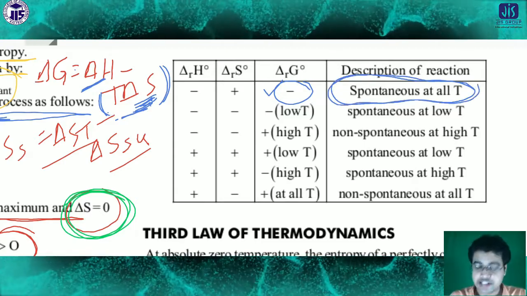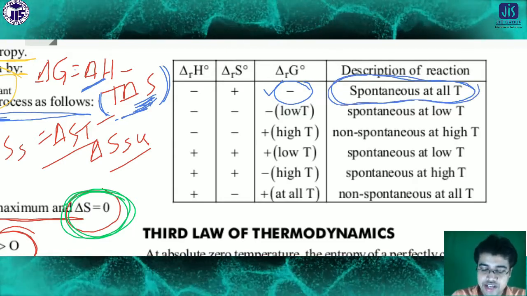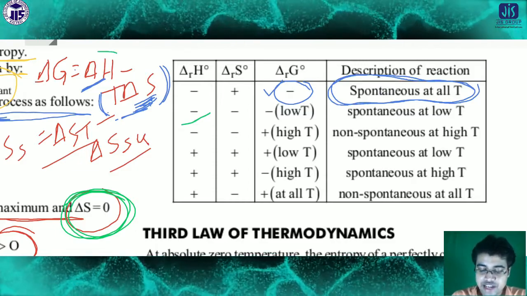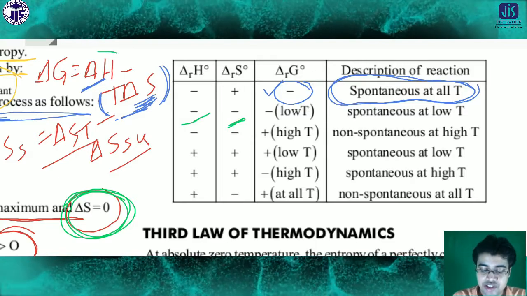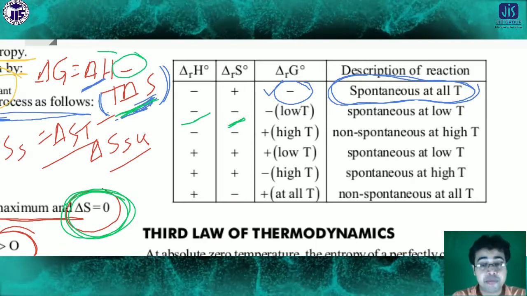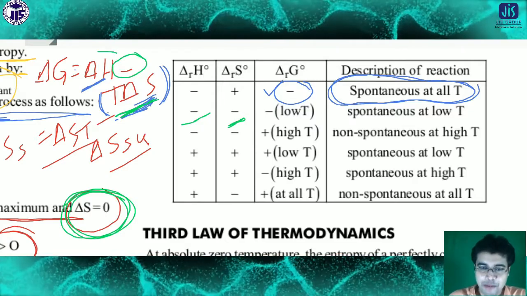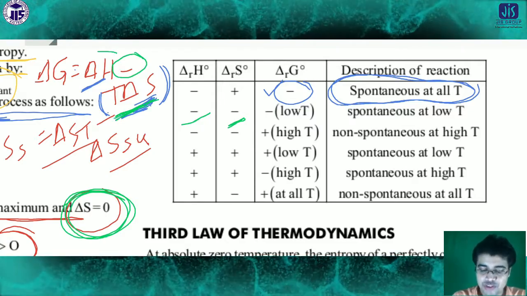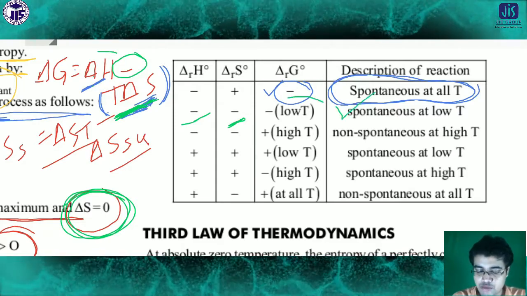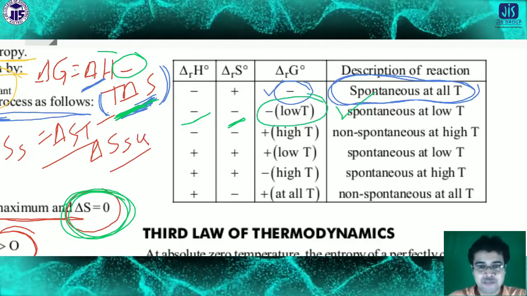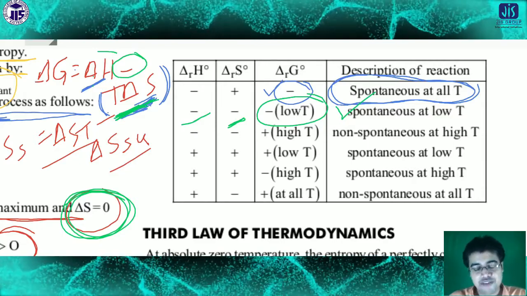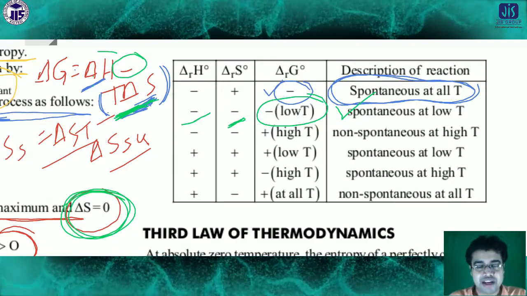Okay, second case, look here. If delta H is negative, then delta H will be negative. But if delta S is also negative, then what happens? This value will be negative, and negative minus negative gives a chance of positive, but that depends on the temperature. If it is a very low temperature, then this value will be lower with respect to delta H. At that moment it will be spontaneous, because delta G will be negative. So if the temperature is very low, then even if delta S is negative, the process can be spontaneous.